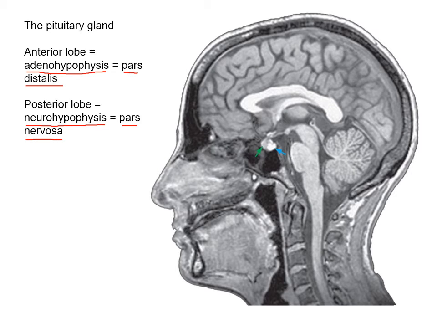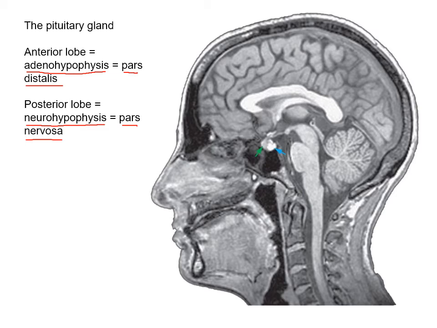And you can see these two look different in the MRI because the anterior lobe is mainly cellular in nature, whereas the posterior lobe contains fiber tracts, long axons coming down from the SON and PVN, as well as some vasculature. And so that's why it looks kind of like white matter. And it contains nervous tissue, which is why it's called pars nervosa or the neurohypophysis.